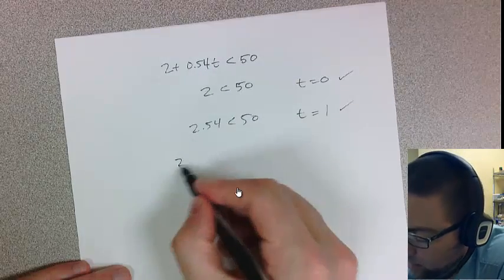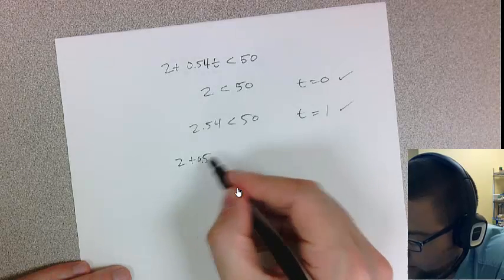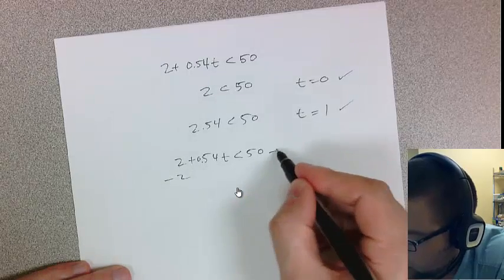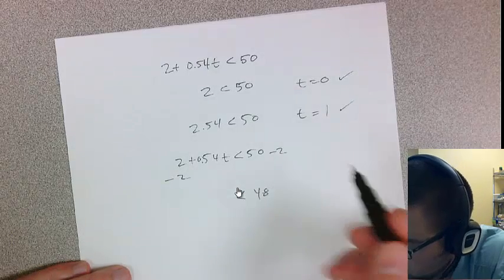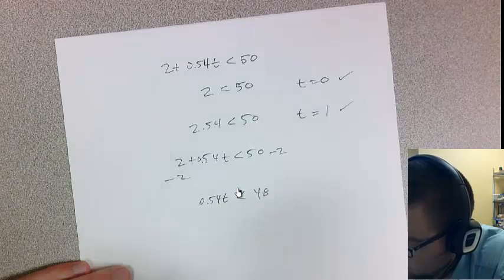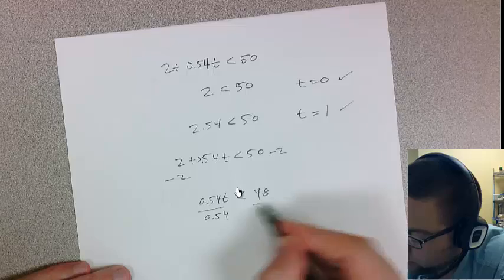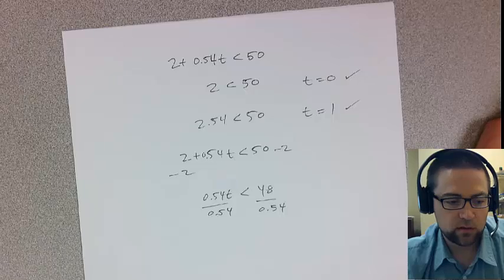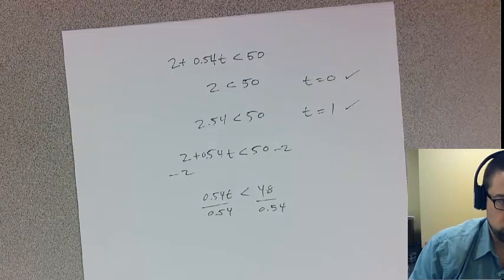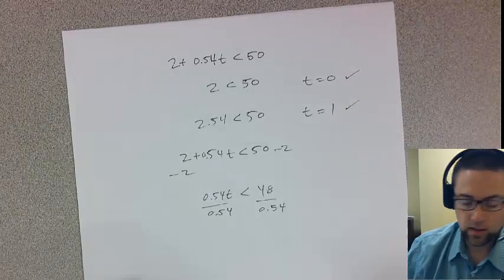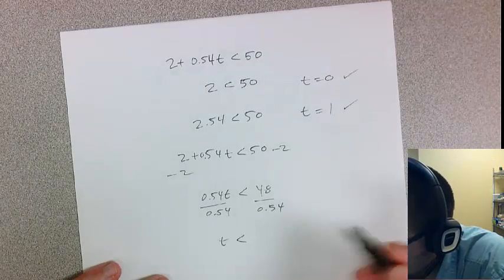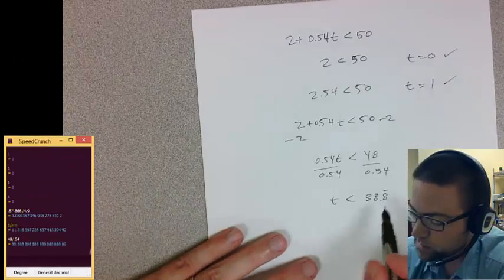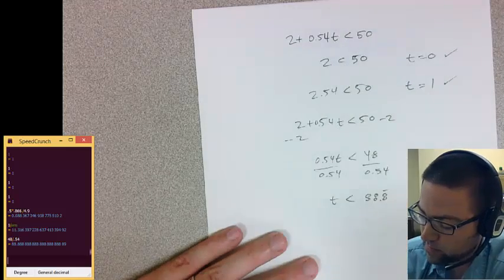So the way I could solve this is just like I was using my properties before. I could subtract 2 from both sides, and then I have 48. And I get 0.54t, and then I divide both sides by 0.54. And let's see, let's look at this with the calculator. 48 divided by 0.54, I get 88.8 continuous. So t is less than 88.8 continuous.